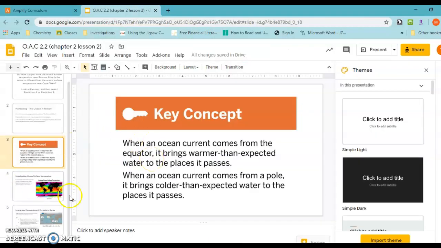So the key concept that we should have gotten when we read that was when an ocean current comes from the equator, it brings warmer than expected water to the places it passes. And when an ocean current comes from a pole, right? And we know the poles are at the top and the bottom of our globe, right? It's at the top and the bottom of our maps. When an ocean current comes from a pole, it brings colder than expected water to the places that it passes.